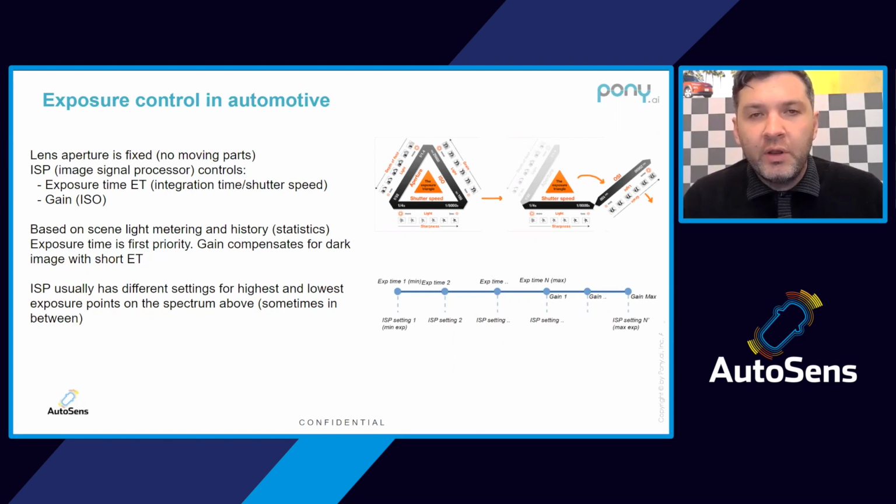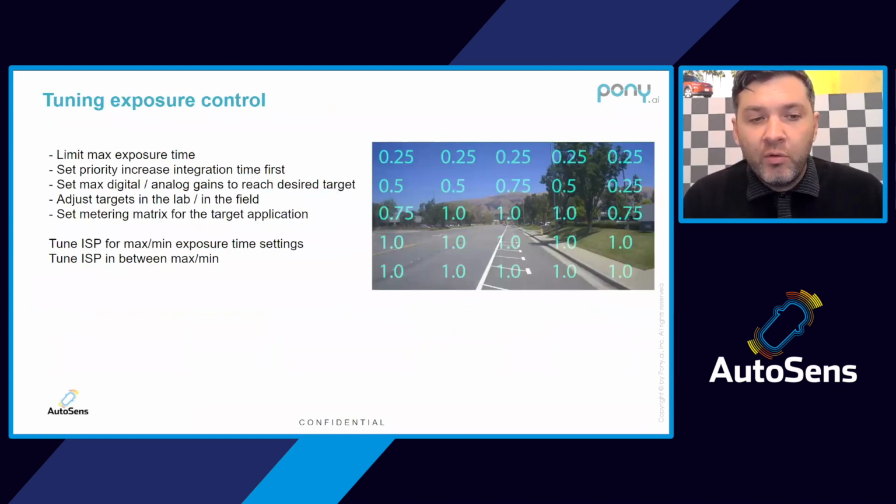And in automotive, we don't have moving parts in the lens, so the aperture is fixed, and we can only control the shutter speed and the gain. Usually, the shutter speed or exposure time is changed first, and when it reaches maximum time, then the gain is applied to compensate for the dark image to reach the target value. To tune exposure control properly, exposure time should be limited to avoid motion blur, and the gain should be limited to limit maximum noise level.